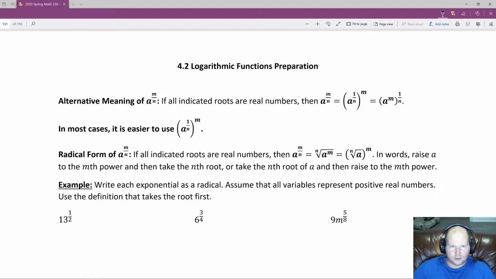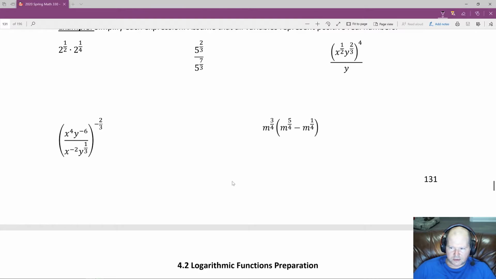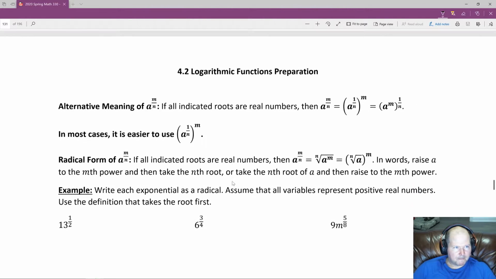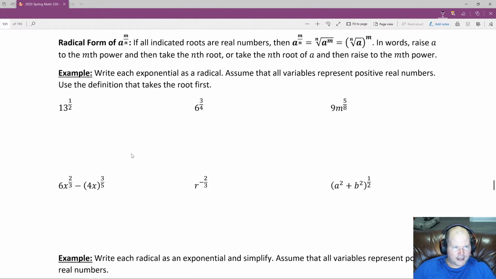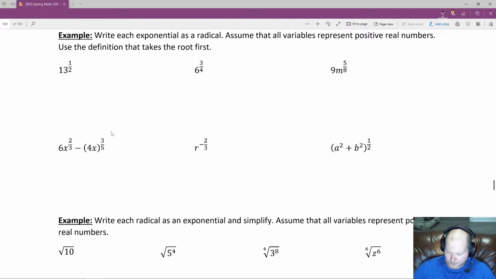We're going to continue with 4.2 on page 131 of your notes. It says right there, page 131. Okay, this is just more practice on the previous video.